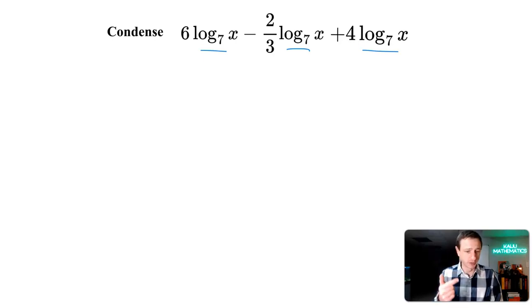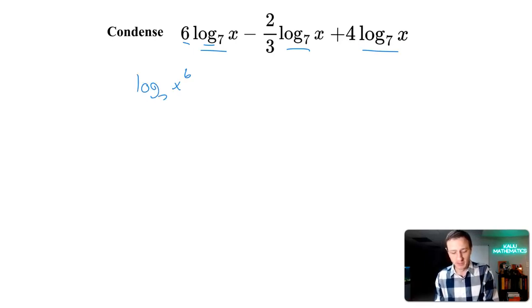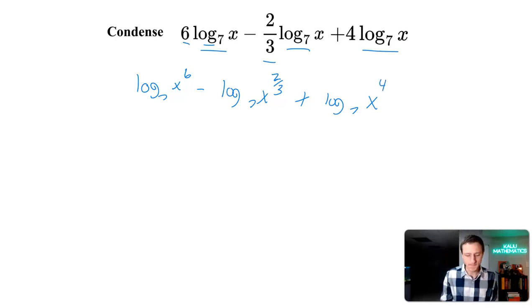So the first rule we could use is power rule, because I notice I have 6 times log 7x. So this could become log 7x to the 6th. Same thing over here, minus 2, I just rewrote the problem as I was talking, minus log 7x to the 2/3, plus log 7x to the 4th. Okay. Cool. That helped us out a little bit. Now what? Now what can we do?